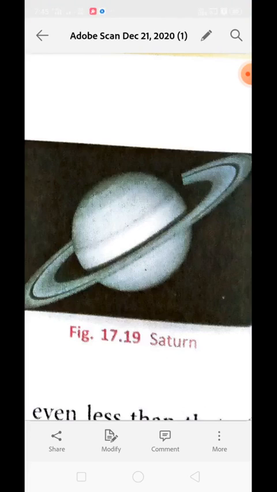Okay, now Saturn has the least density among all the planets. Its density is even less than that of water. The density of Saturn is too low. Okay, now what happened, class?